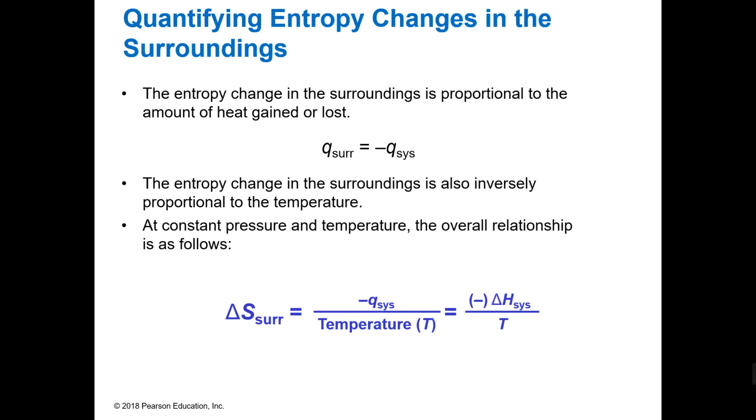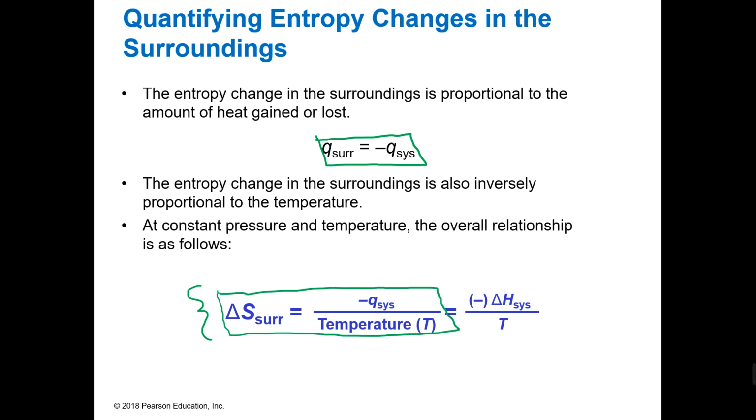So one of the ways we can quantify all of this is understanding this relationship where Q of the surroundings is equal to negative Q of the system. But then we can make this relationship between delta S of the surroundings and delta H of the system. So a really, really important equation is going to be this one right here, which you're also going to have to remember we can relate to enthalpy.